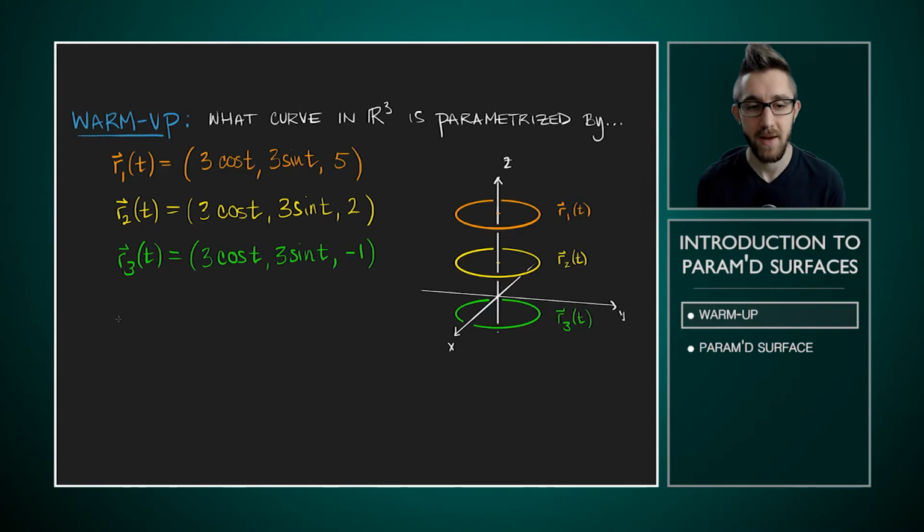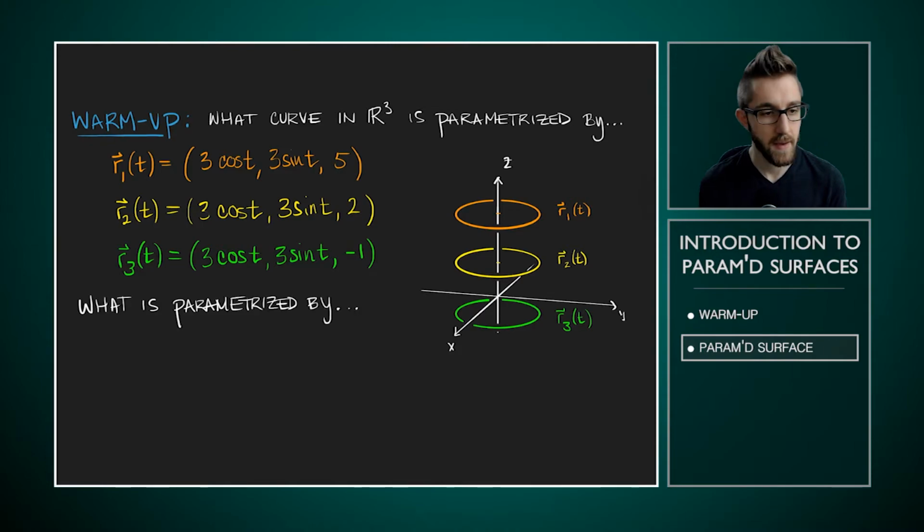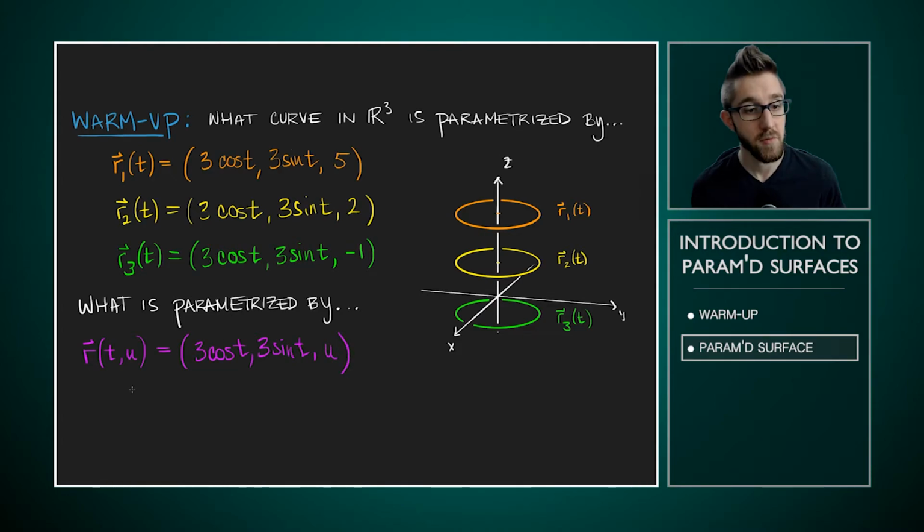The last thing that I want to ask is, what is parametrized by this? And I'm going to call it R of t comma u. So this is a thing with 2 input variables. It's going to look like these in the sense that we'll have 3 cosine t, 3 sine t. But then for the z coordinate, I'm going to put u. So what is this? This is a function whose input is 2 variables, t and u, and its output is points in 3-dimensional space.